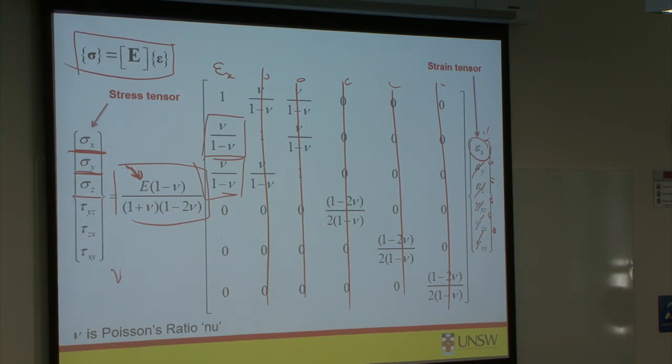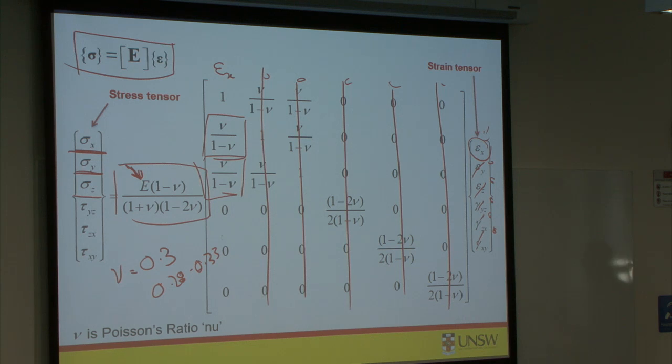Poisson's ratio, reasonable range of Poisson's ratio for a metal? 0.3. Excellent, good. 0.3 is a good value, right? So 0.28 to 0.33 would be a reasonable range.